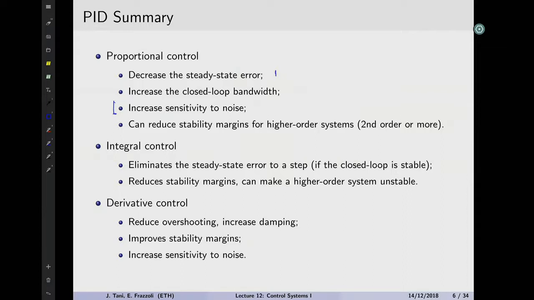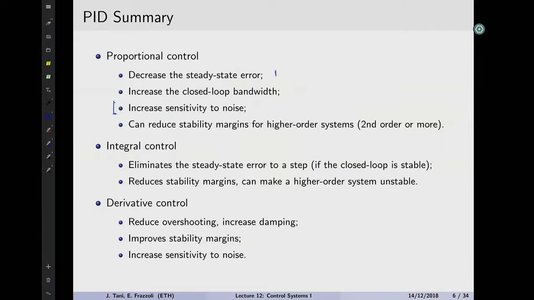And the derivative control instead has this property that you can imagine as something that helps predict the future, so to speak. It helps the controller take into account what's going to happen at the next step. So typically adding a derivative part to the controller reduces the overshoot because somehow the controller knows that the signal is about to get where it needs to be.